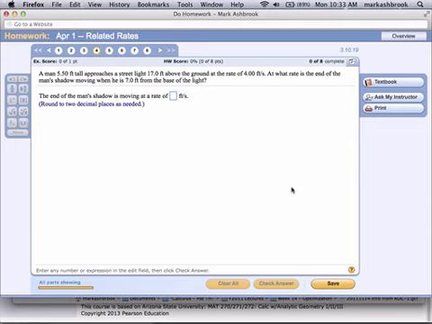Okay, so let's draw a picture of what's going on here. The street light is 17 feet up. 17 feet. So here's the light. Okay? And then approaching is, here comes the man. And he is 5.5 feet tall.